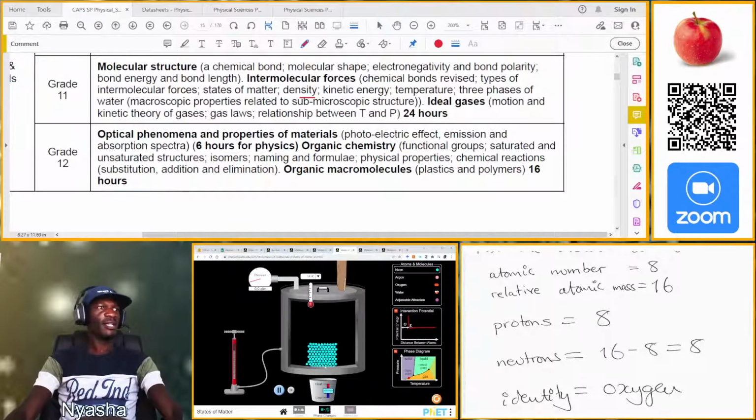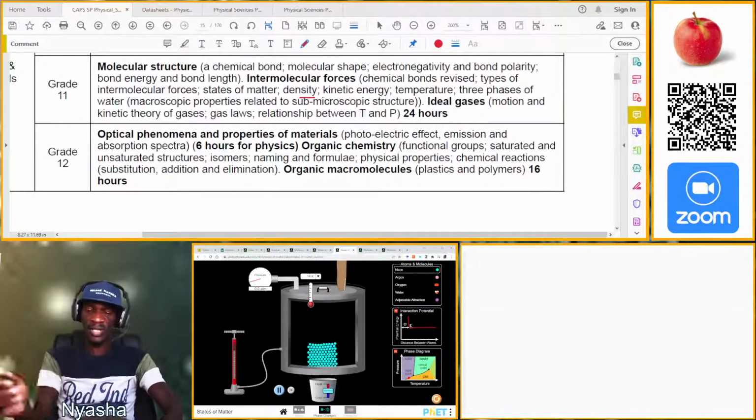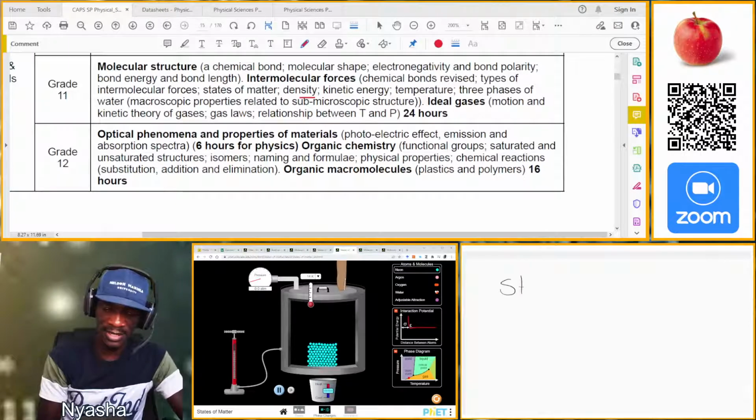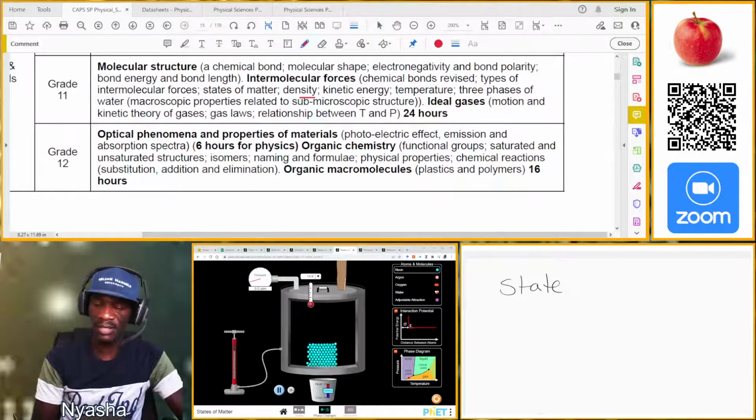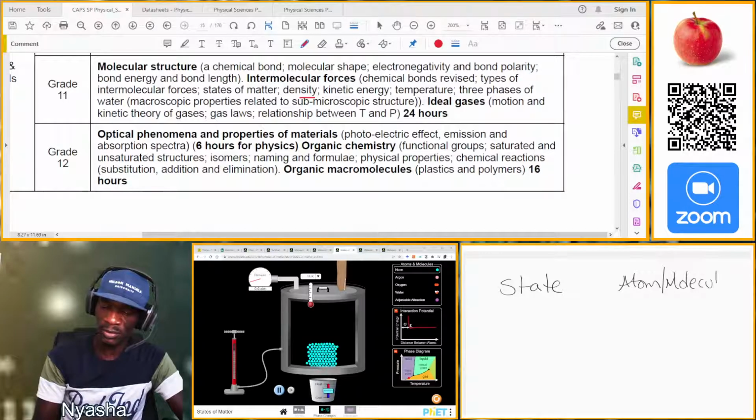Okay. So what does it mean when we have a material in its solid, or in its liquid, or in its gaseous state? What does it mean? So we can say the state of the material, and then we can state the arrangement of atoms, or we can even write it as atom or molecule mobility.